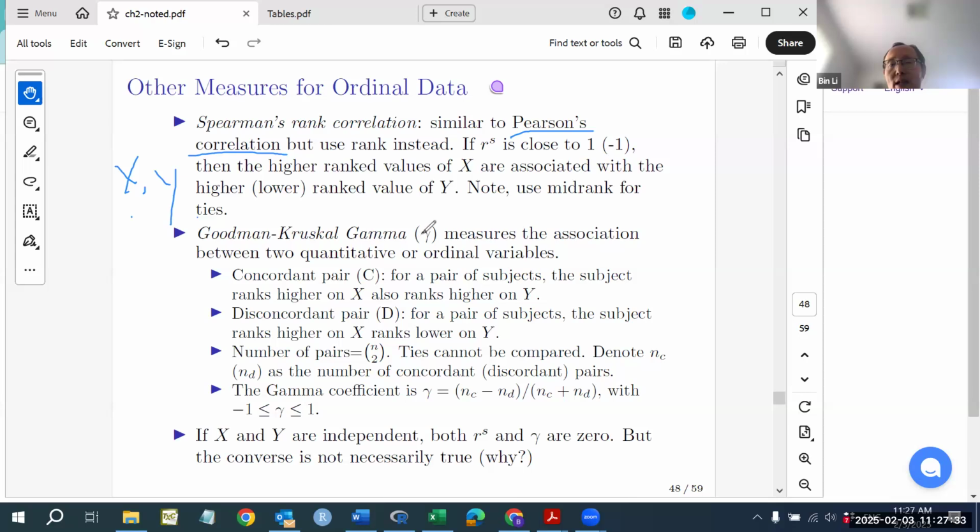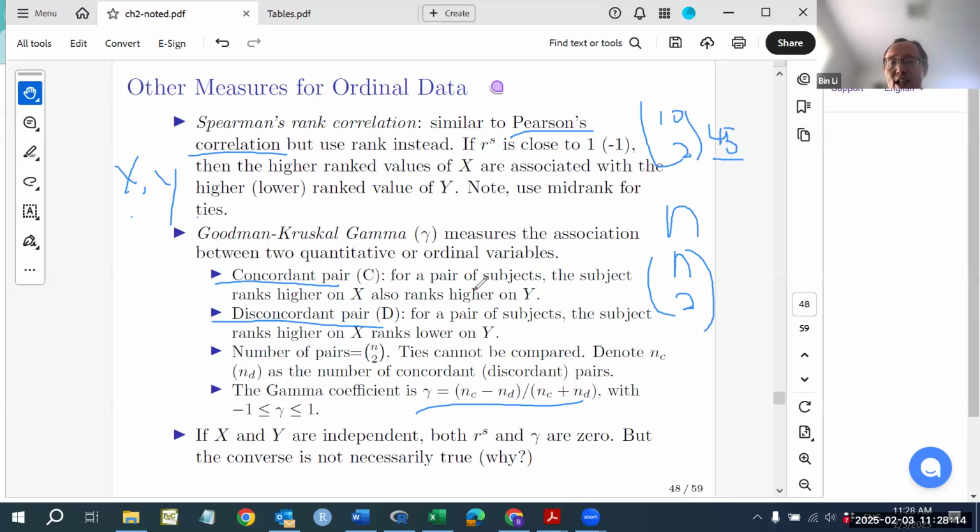For the Goodman-Kruskal gamma, this measures the association between two quantitative or ordinal variables through the concordant pairs and discordant pairs, and then uses this formula. So what is a concordant pair? We have n subjects, and how many pairs can we have? We have n choose 2 pairs, right? So let's say we have 10 subjects. We can have 10 choose 2, that's 45 pairs, right?